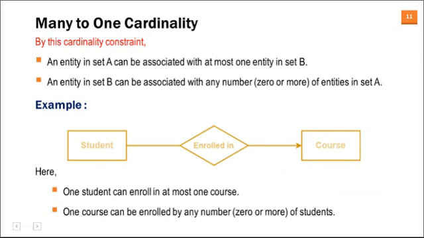In this, I have entity set A and entity set B. Here the relation is many and 1. One student can enroll at most in one course. It means a student can enroll for at most one course only, not more than one course. Next, a course can be enrolled by any number of students.